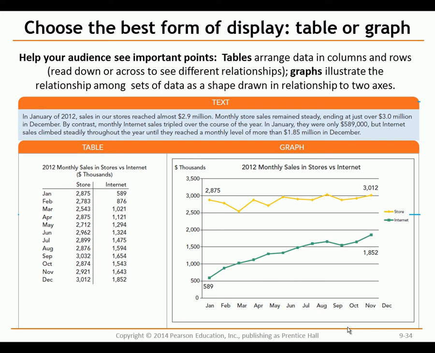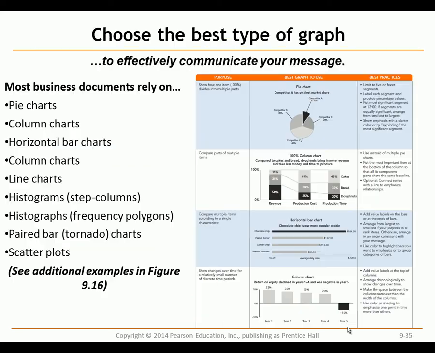Tables arrange data in columns and rows, allowing you to read down or across to see different relationships. Graphs illustrate the relationship among variables or sets of data, with an image or shape drawn in relationship to two axes. If a graph is the best way to display your data, make sure you choose the right type of graph, one that will most effectively communicate your message. Although many graph types are available, most businesses rely on a core set of 9 types. In figure 9.16 in your textbook, you can see the variations. You can also create all of these graphs very easily with Word, Excel, or other graphing software.